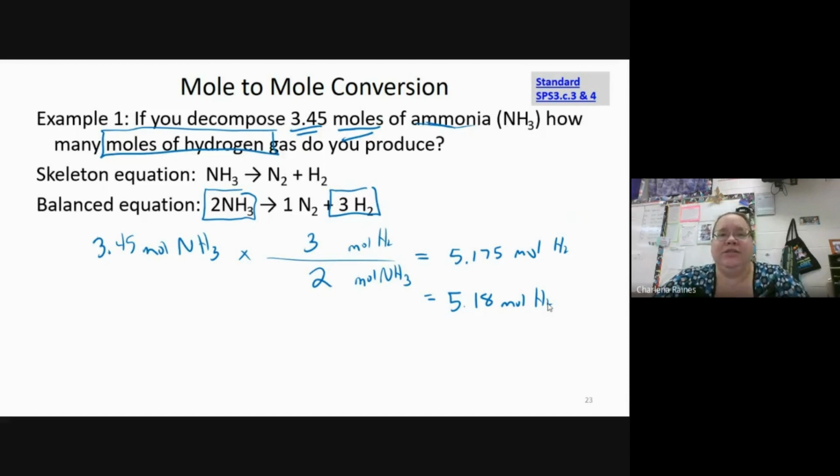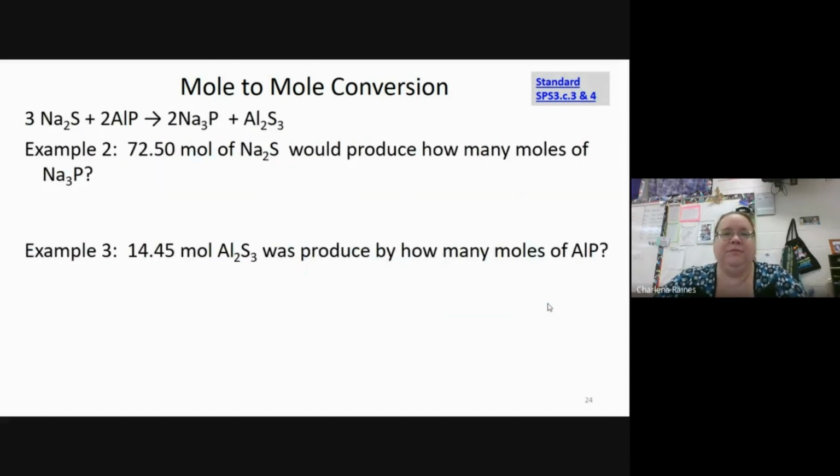So let's look at a second example. Different reaction. Notice this reaction is already balanced. I've got coefficients. So assume that if Ms. Rains is giving you coefficients, she knows what she did and she gave you the right coefficients. There's nothing in front of that aluminum sulfide, so it's an invisible 1. Feel free to fill it in if you need it.